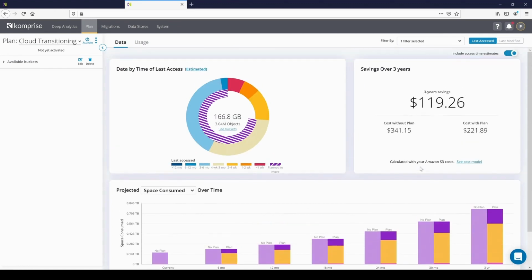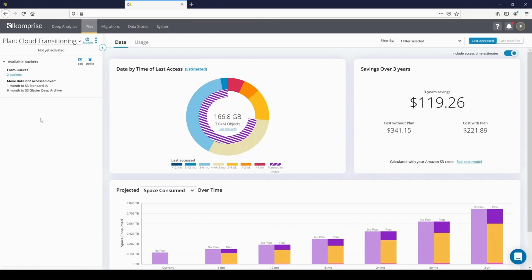In the heat map, the colder the data, the deeper blue it is. You can see that most of the data in this example hasn't been accessed in a month or more, and over 40% hasn't been accessed in more than 3 months. The cold data is a good candidate to archive to cheaper classes to save on storage costs.